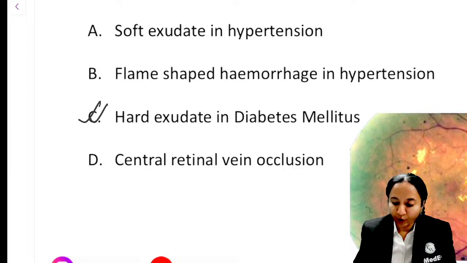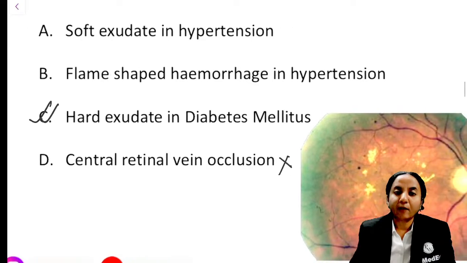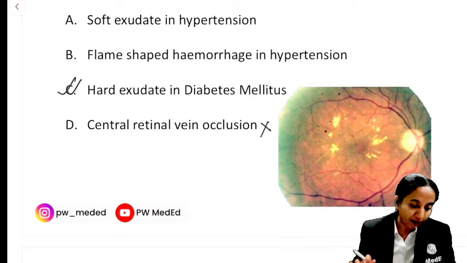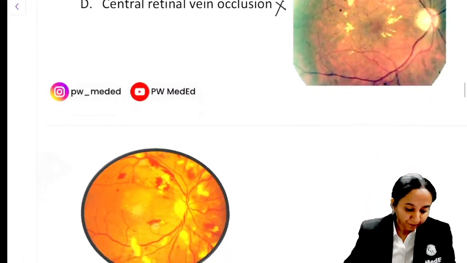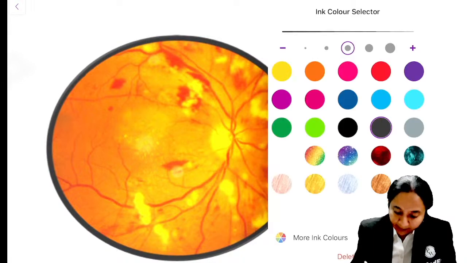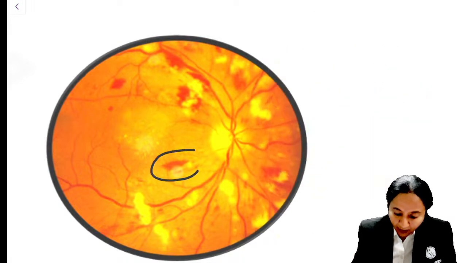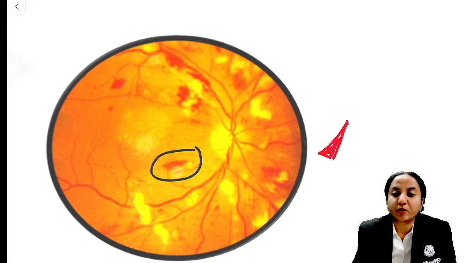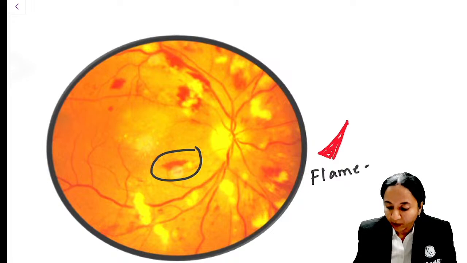But there is a confusion with the first two options. Why are we not saying these are soft exudates, and why are we not saying they are flame-shaped hemorrhages? Look at this picture, and look at this hemorrhage here. What is the shape of this hemorrhage? It is an elongated kind of hemorrhage. This we call a flame-shaped hemorrhage. These are your flame-shaped hemorrhages.